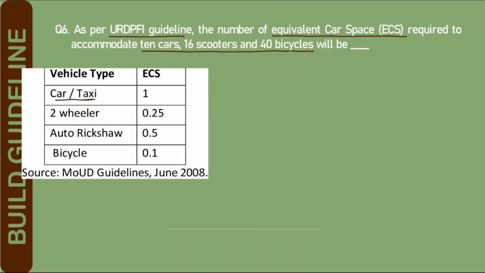Car taxi has an equivalent of 1. Two-wheelers have an ECS, meaning an equivalent car space, of 0.25. Auto rickshaw has 0.5 and bicycle 0.1. So accordingly, putting all the values of the given vehicles, the ECS total comes to be 18.